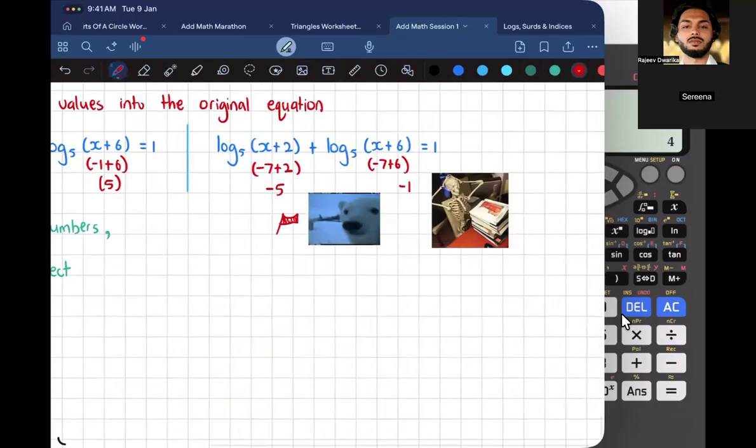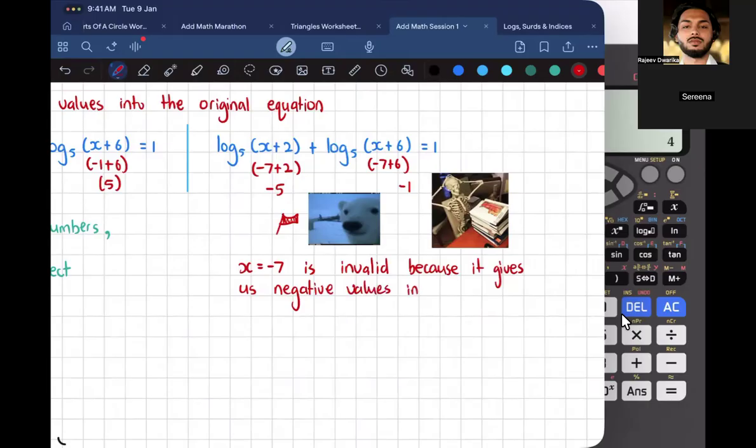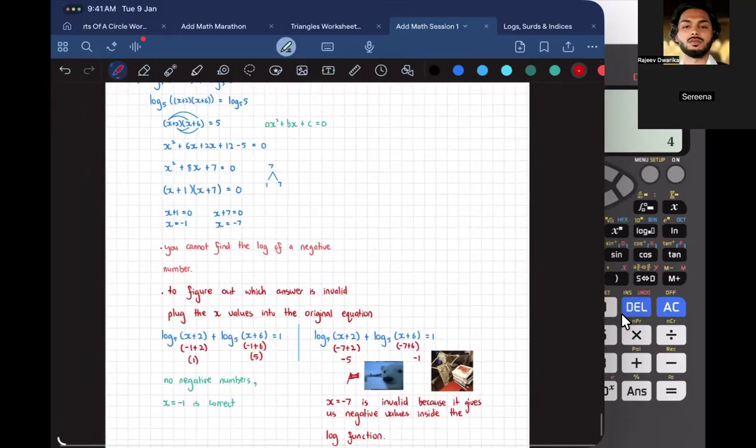So x is equal to -7 is invalid because it gives us negative values inside the log function. Right. So you could go ahead and make the necessary notes.